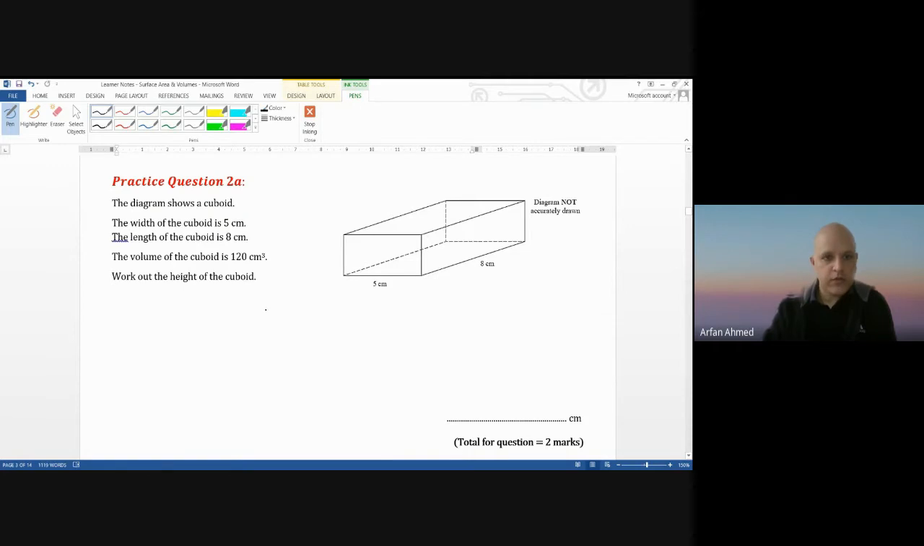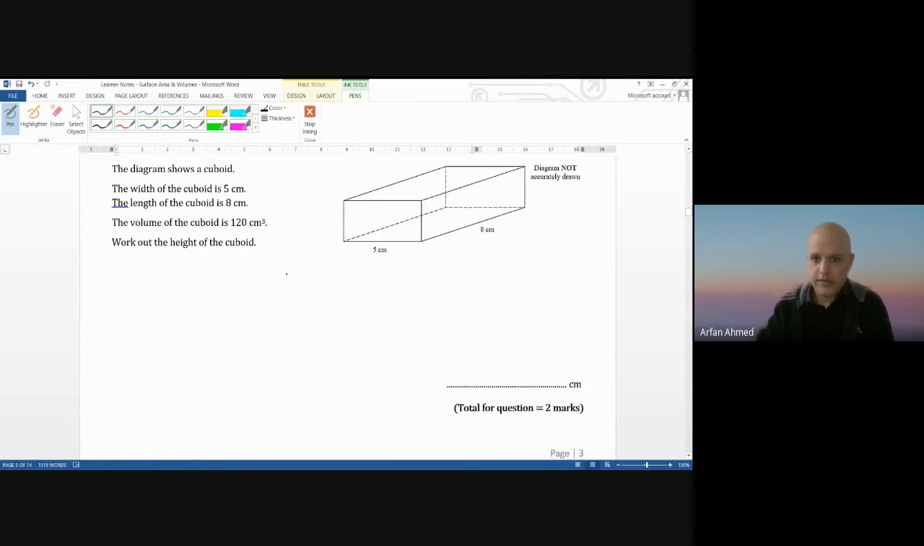Right, let's go through this one. So the diagram shows a cuboid. The width of the cuboid is 5 centimeters. The length of the cuboid is 8. The volume of the cuboid is 120 centimeter cubed. Okay, so you're told what the volume is. Work out the height. So we want this. That's what we want. Let's call that H.